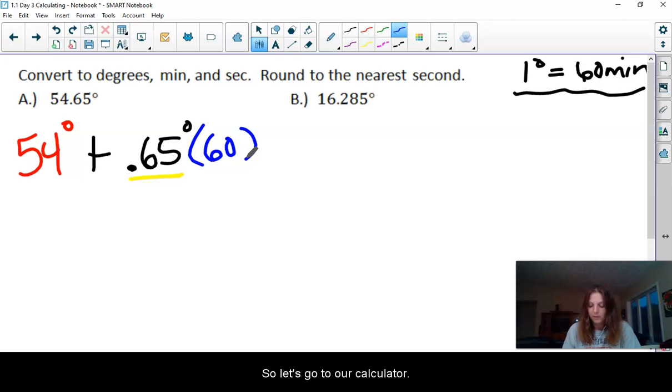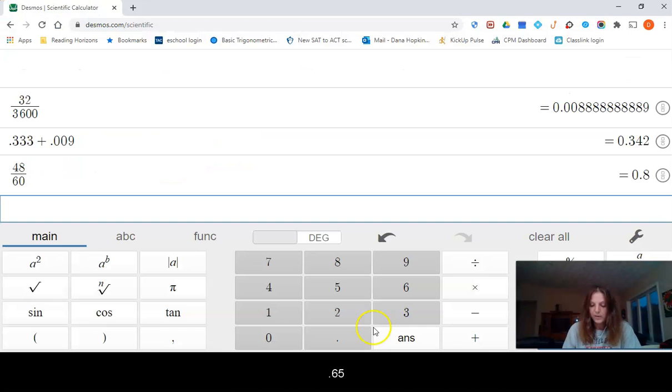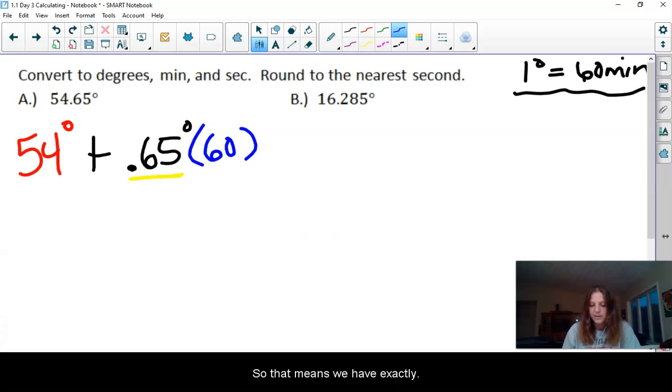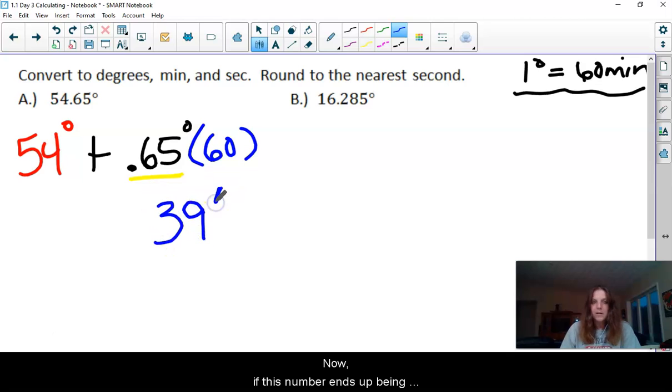So let's go to our calculator. 0.65 times 60. And you'll see that it equals 39. And it's not any decimals. There are no decimals. So that means we have exactly 39 minutes. Now, if this number ends up being a decimal, then that means we have minutes and seconds.